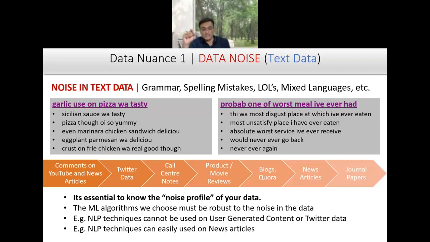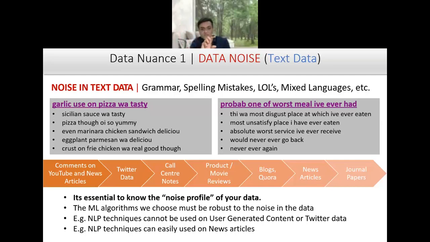Just take an example. NLP techniques cannot be used as is on user generated content or Twitter data. Normal NLP will not work. You have to design a specific NLP system for that. NLP techniques can easily be used on news articles because a news article does not contain many errors.